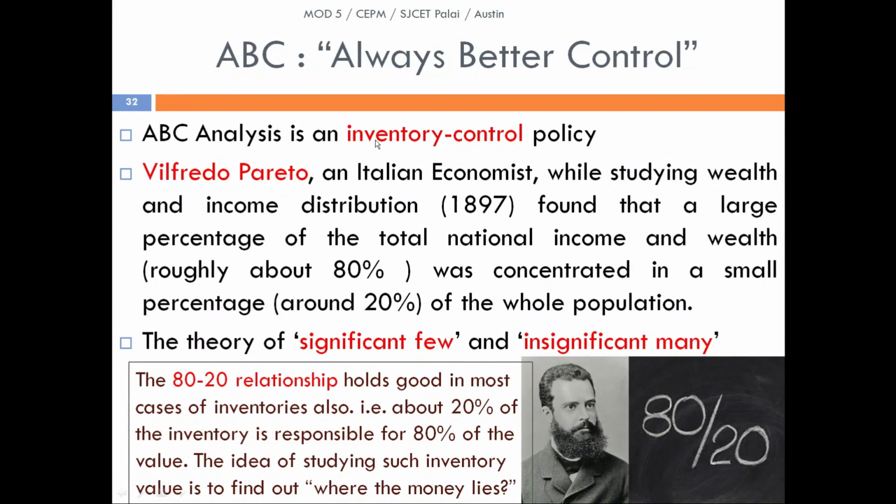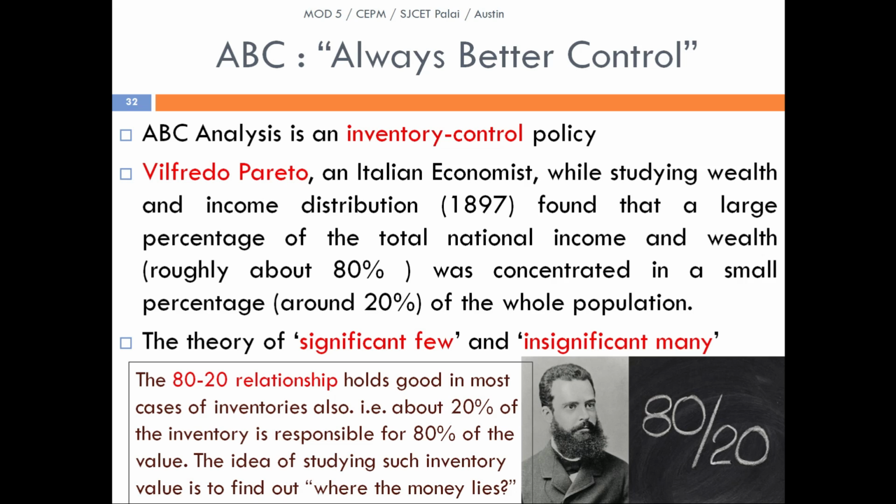Next we are going to see the second inventory control method which is commonly practiced. The first one was the EOQ, the second one is ABC, which when expanded becomes Always Better Control, and it is commonly used as an inventory control methodology. Before we come into detail with ABC, we have to study how this method was formulated.